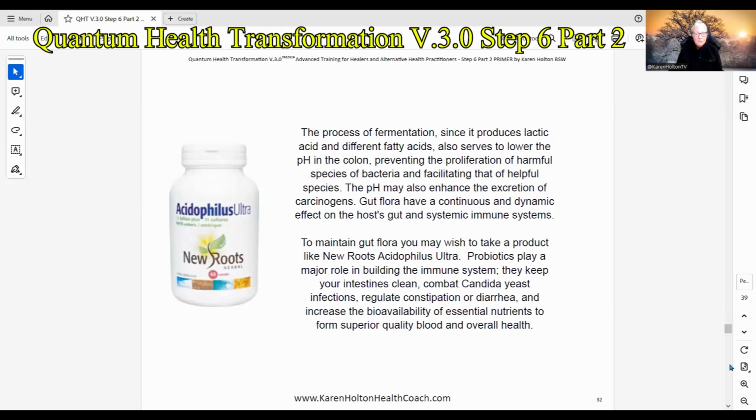The process of fermentation, since it produces lactic acid and different fatty acids, also serves to lower the pH in the colon, preventing the proliferation of harmful species of bacteria and facilitating that of helpful species. The pH may also enhance the excretion of carcinogens. Gut flora have a continuous and dynamic effect on the host's gut and systemic immune systems.